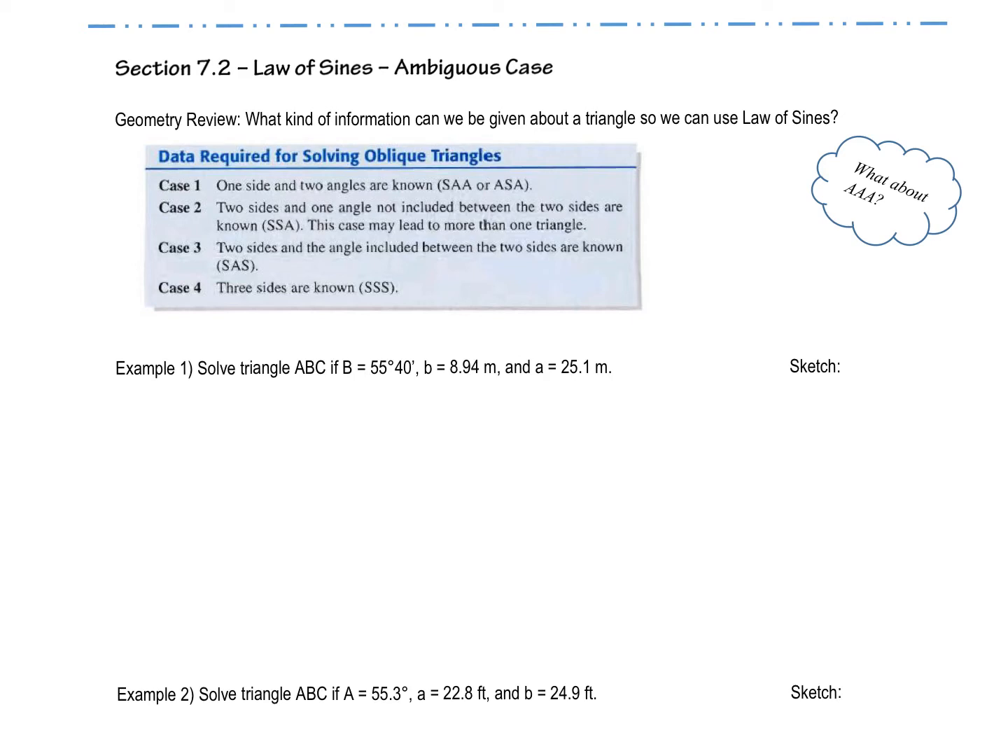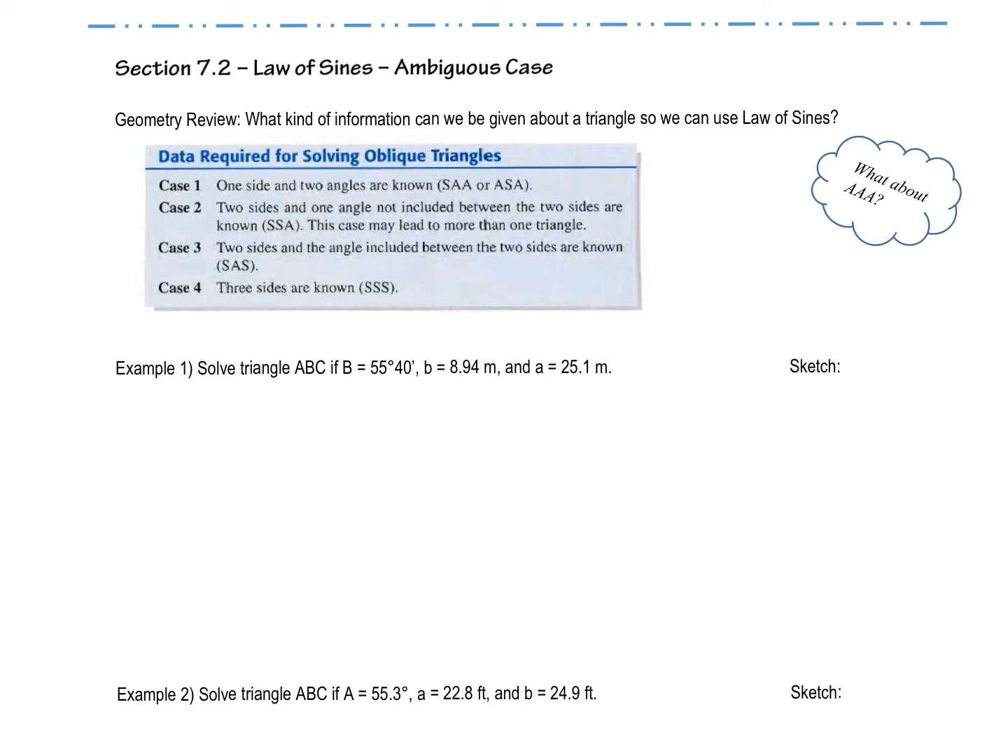Okay guys, so here we are, section 7.2, Law of Sines, the ambiguous case. I want to remind you about what we talked about in class today, all this triangle stuff, geometry review: SAA, ASA, SSA, SAS, SSS, and AAA. Those are the 6 things we talked about in class, and we remembered what the pictures of them look like.